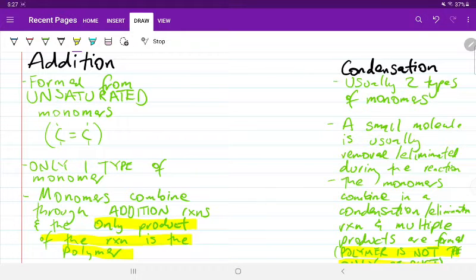All right. With condensation, you have two different types of monomers. Usually they have alcohol groups and acid groups, or acid groups and amine groups. Right? So two different functional groups on your monomers, and that leads to elimination or condensation reactions, meaning that a small molecule is removed. That small molecule is usually either water or ammonia. For all the reactions that you have to look at for CSEC, the molecule that is removed is primarily water.